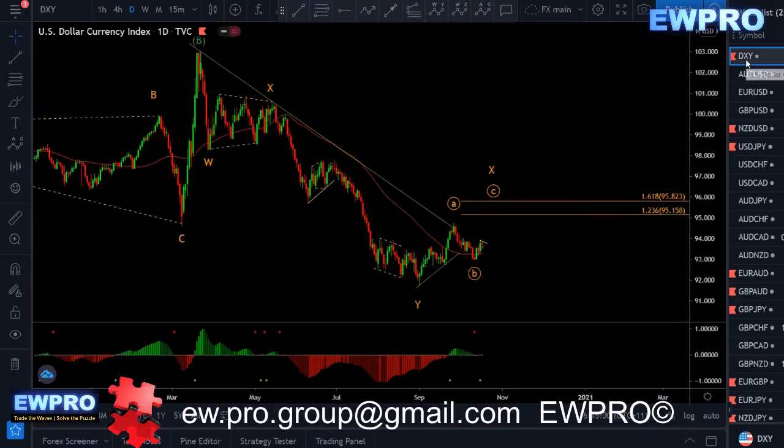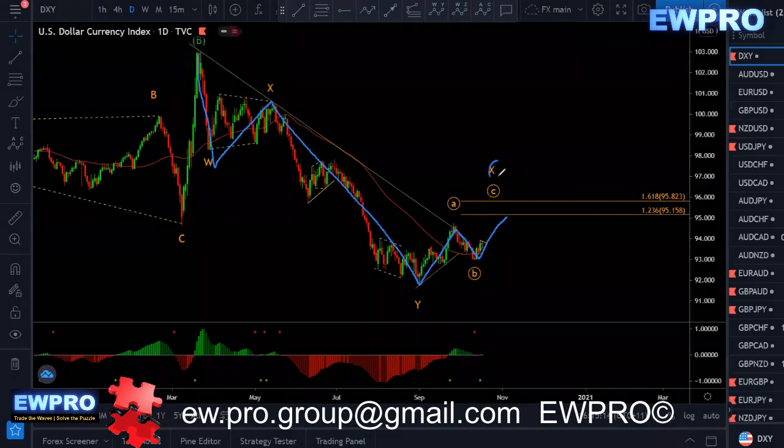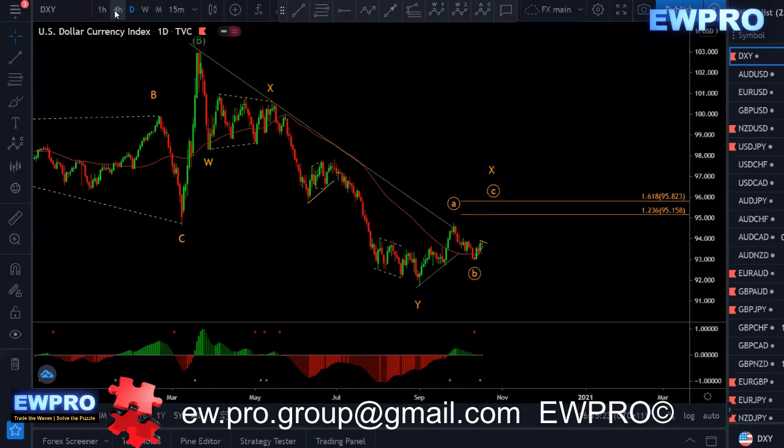So as usual, I'll start with DXY. On the daily, we got this WXY. I'm looking at A, B, C in X2, and then we'll get that Z down. So I'm looking for a little bit more upside on the daily.